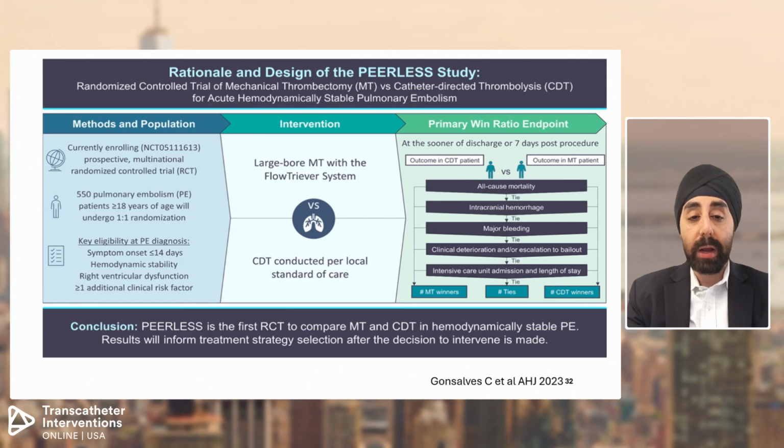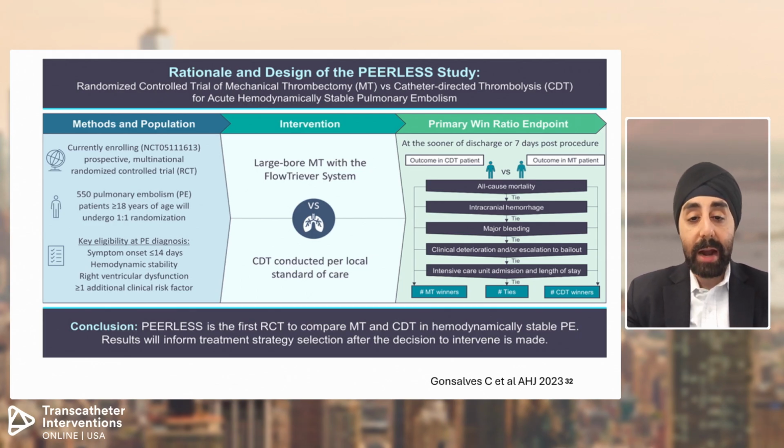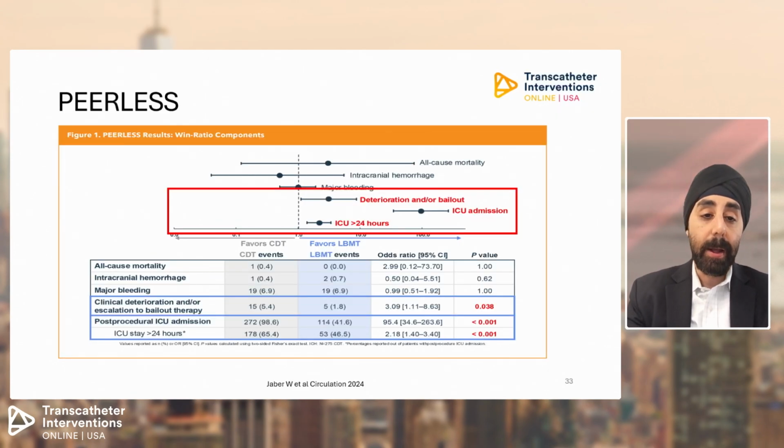Peerless, a quick mention of Peerless. So Peerless was a randomized trial that has finished that looked at catheter thrombectomy versus catheter thrombolysis, looking at all-cause mortality, intracranial hemorrhage, major bleeding, clinical deterioration, and intensive care unit length of stay. And it did suggest that there was a benefit to thrombectomy in terms of deterioration, bailout, and ICU admission, but the hard endpoints of all-cause mortality and bleeding were not different between the two groups.